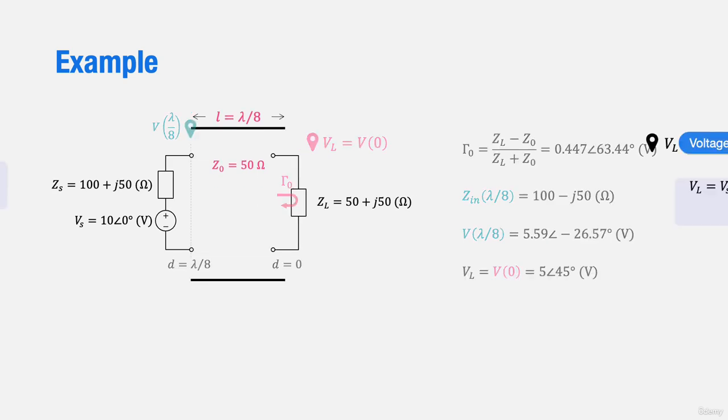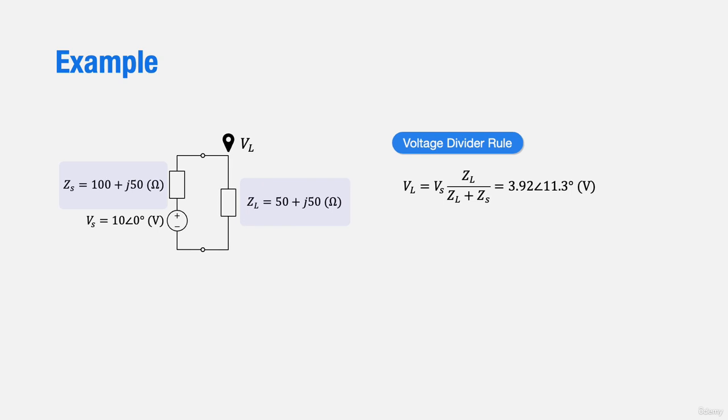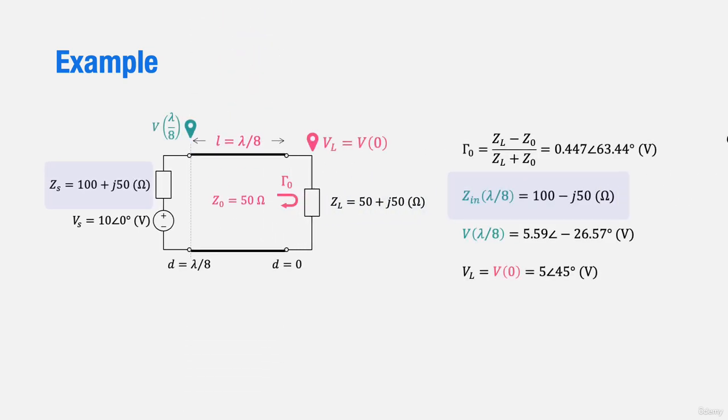When the load is not connected with a transmission line, we find that the input impedance is equal to the load impedance, which is 50 plus j50 ohm. Meanwhile, the source impedance is 100 plus j50 ohm. However, the imaginary parts of these two impedances do not cancel each other out. After adding the line and converting the load impedance to the input, it becomes 100 minus j50 ohm.